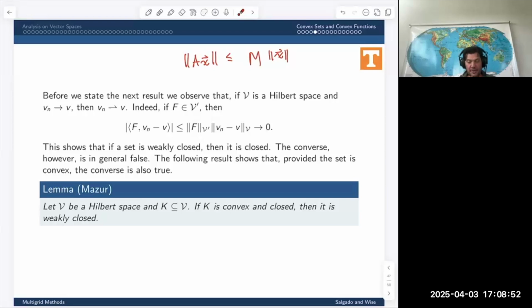So this shows that if a set is weakly closed, then it's also a closed set. So let me see if I can convince you that this is the case, because you might not have seen this before. We want to show if a set is weakly closed, then it's a closed set. All right. What does it mean to be weakly closed?